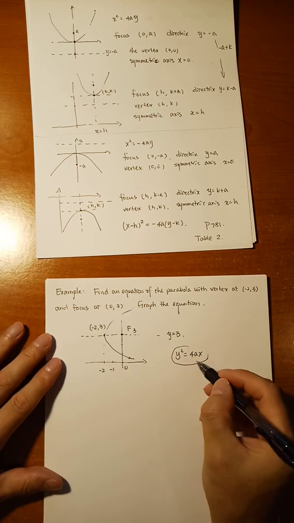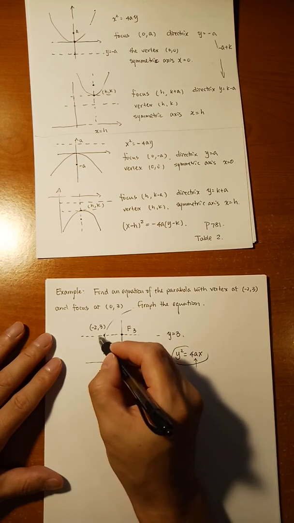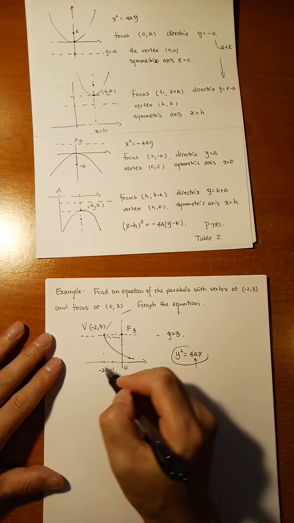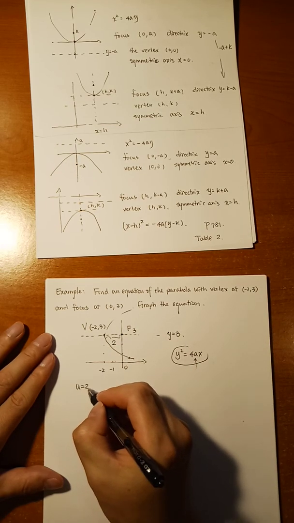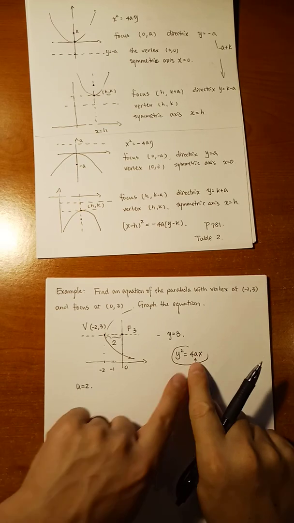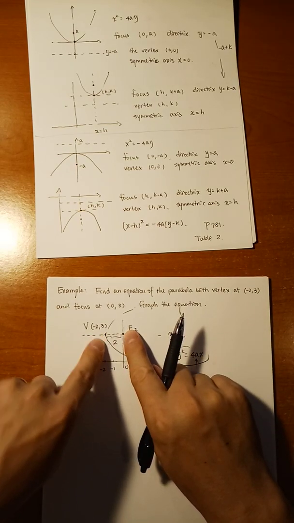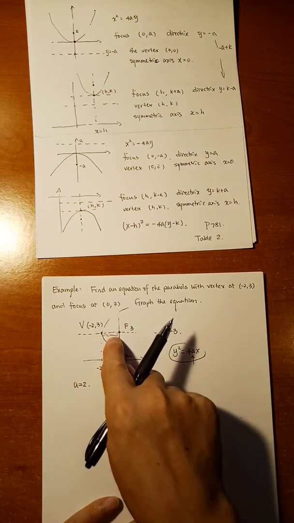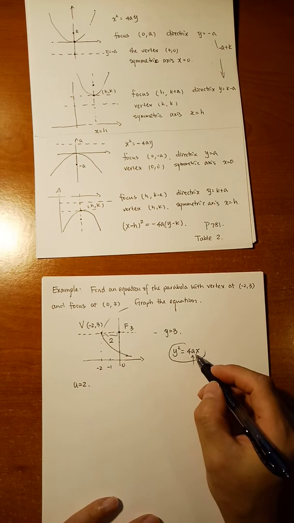What is a? A is the distance between the focus and the vertex. The vertex is -2, 3 and the focus is 0, 3. The distance from -2 to 0 is 2. So a is equal to 2. A is always the distance between the vertex and the focus.